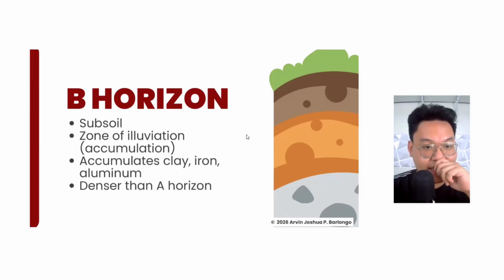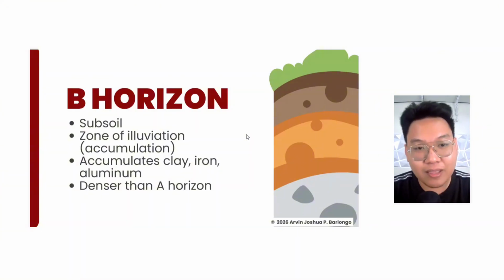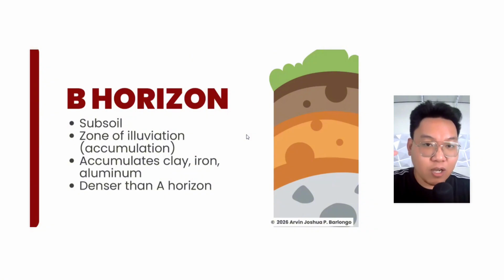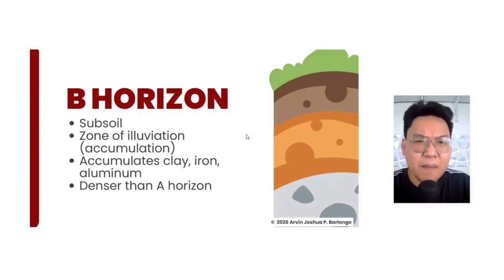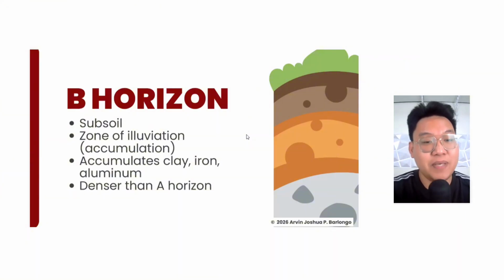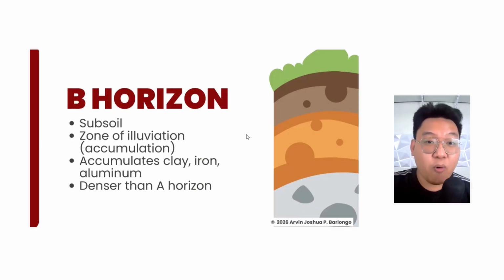So, ang B horizon naman is also known as the subsoil. Kung ang E horizon is the zone of elimination or washing out, ang B horizon, since nasa baba siya ng E horizon, ito naman yung zone of illuviation or accumulation. So, yung mga nawawash out sa E, pupunta sila sa B. Sabi natin kanina sa letter E, nawawash out yung iron, aluminum, and usually yung mga yon, ang colors niya ay red. So, red yung ginamit ko sa B horizon.